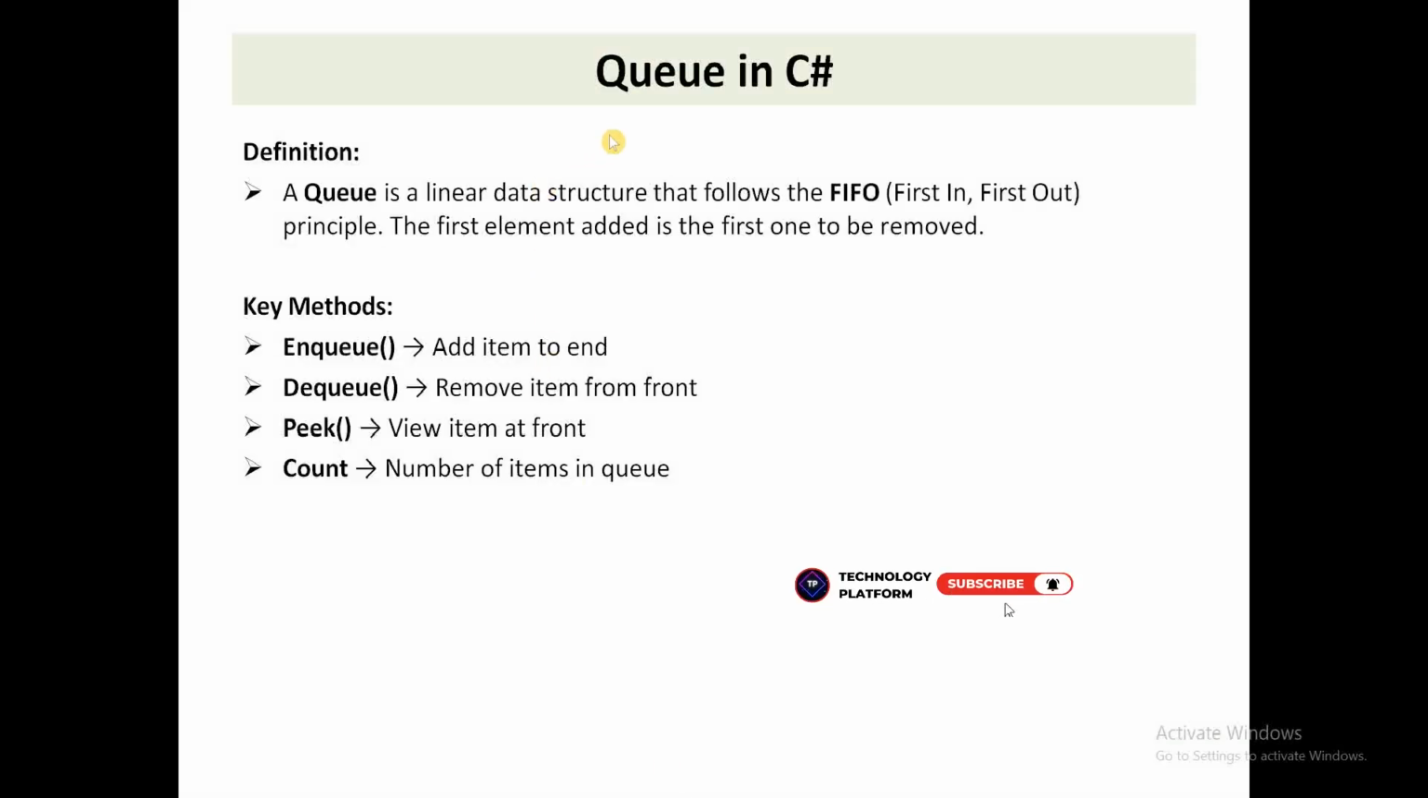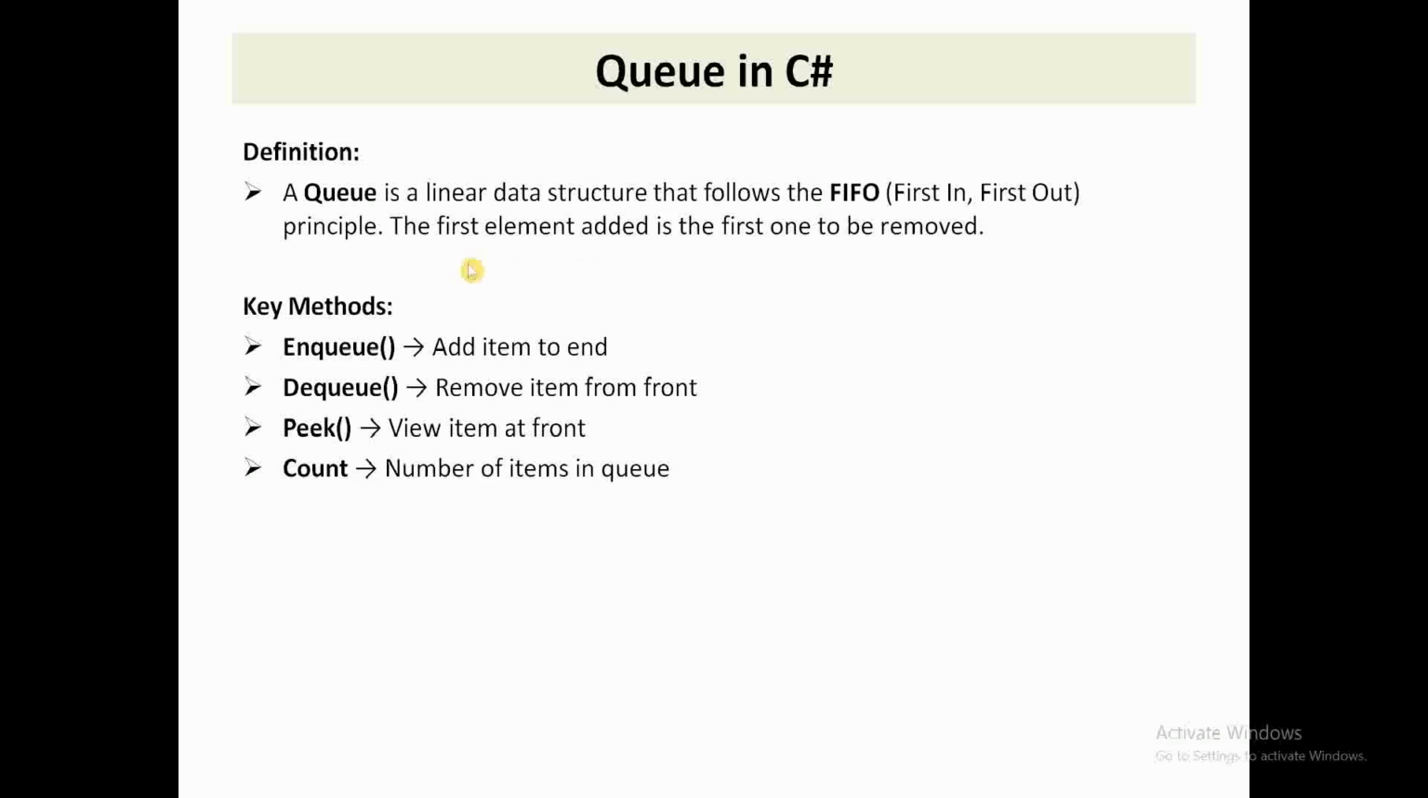Next linear data structure is a queue. A queue is a linear data structure that follows the FIFO approach, first in first out principle. The first element added is the first one to be removed. Whatever the first value we added to the list, it is first accessible. So this is the main thing in queue, first in first out. If we want to remove the first element which was added at the front, we can use the queue.